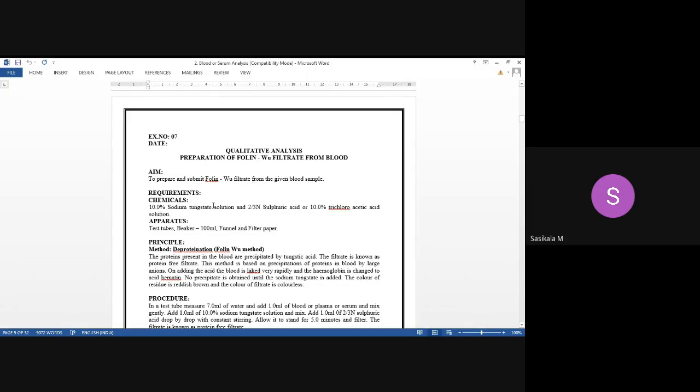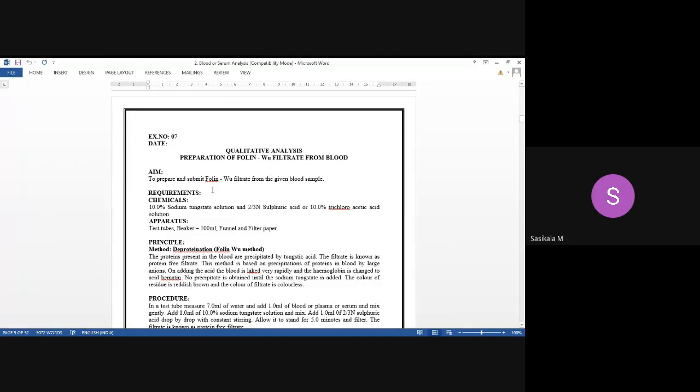You are preparing Folin tungstate. W represents tungstate, tungstic acid. Hope you have heard of tungstic acid. Folin tungstate filtrate from blood, a whole blood sample. So you need to collect a whole blood sample, from which the filtrate is taken. Why it is prepared: this type of filtrate is used for analyzing many constituents, biomolecules from blood. What all the constituents are tested, we'll discuss now.